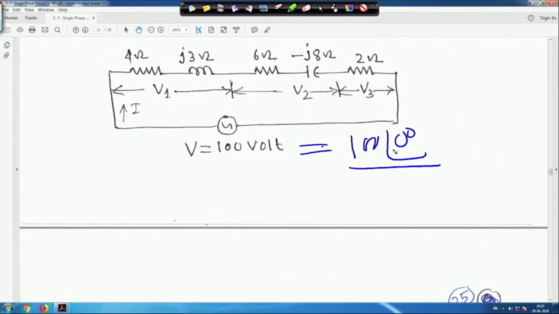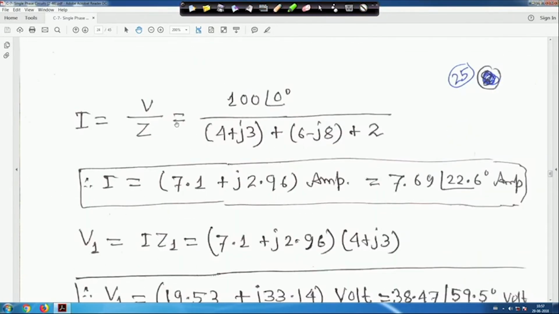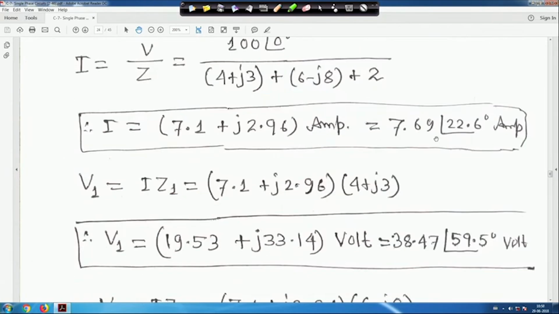So, 100 angle 0, and this is the current flowing, right. So, I is equal to V by Z, 100 angle 0 by Z1 plus Z2 plus Z3. Simply you solve it, you will get 7.69 angle 22.6 degree ampere.